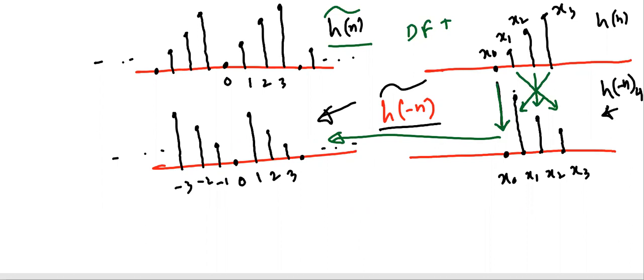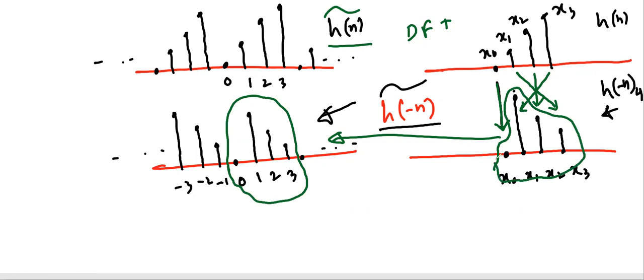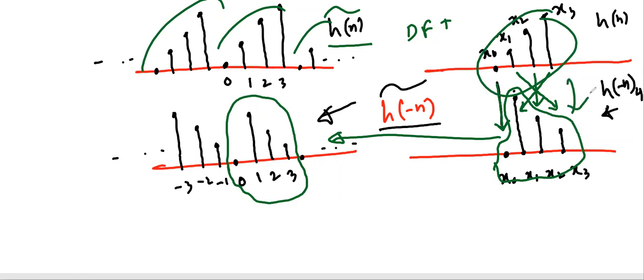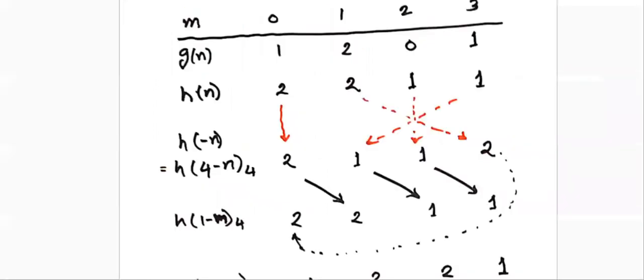And now if you consider this portion from 0 to 3, this one is exactly the same as this one. So they actually give you the same result. So whenever you are doing the folding operation in the case of a repeated function, it is equivalent to the folding operation in the circular shifting, what we have shown. So from this example, we can understand that this process is actually valid.